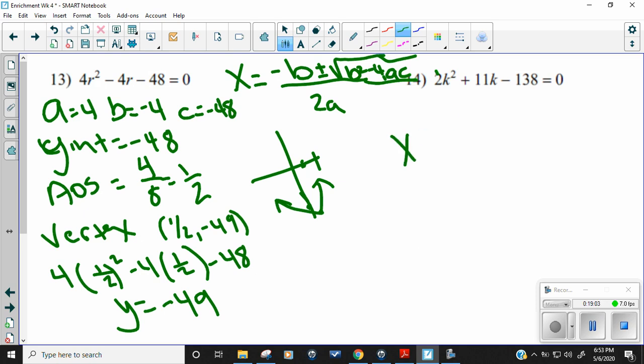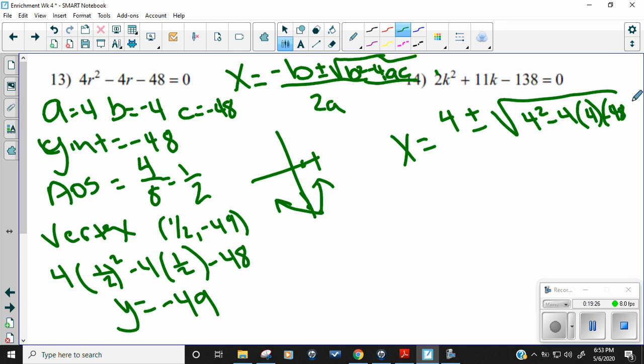So x equals negative b, so positive 4, plus or minus the square root of b squared, but it's negative, so I'm going to just do a positive 4 squared, because negative 4 squared and positive 4 squared are the same thing, minus 4. That 4 is always there. This 4 is a, and then c is negative 48. All divided by 2 times a, which is 8. I'm going to write 2 times 4.